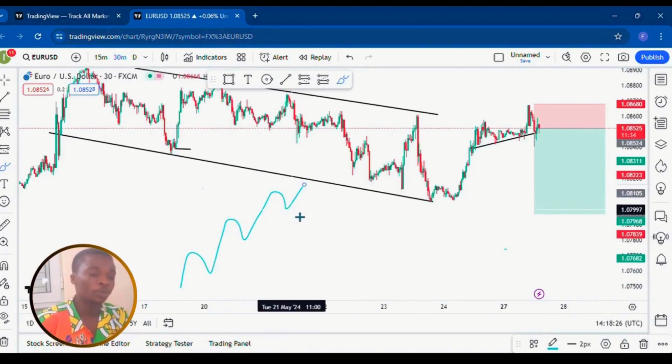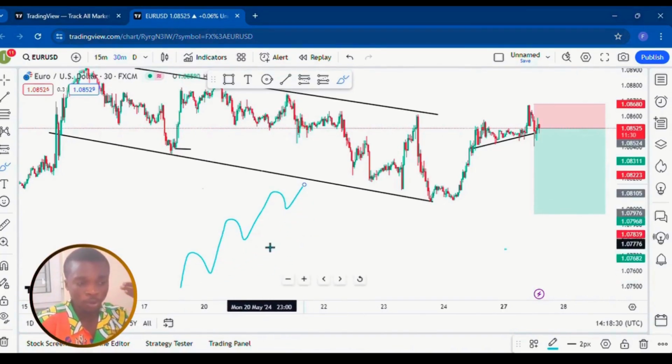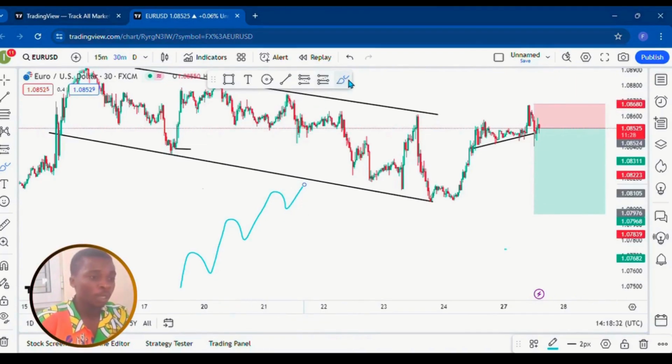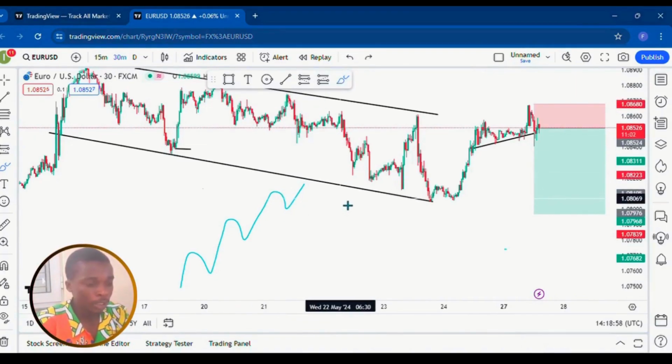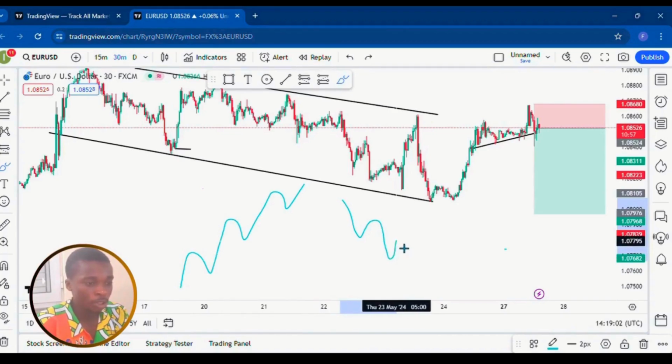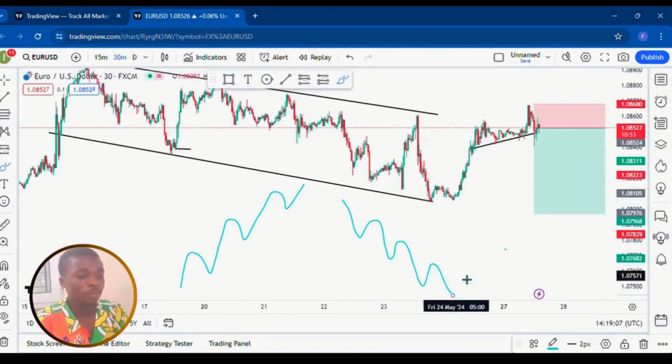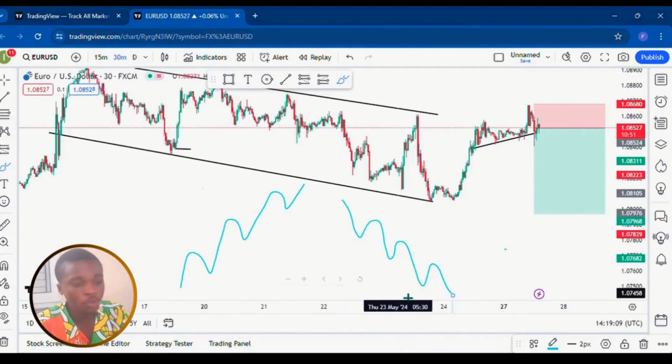The market is forming various supply and demand, support and resistance, just heading to the upside. Now this is a downtrending market. You can see that price was just heading to the downside, as you can see. This is an uptrending market. This is a downtrending market.